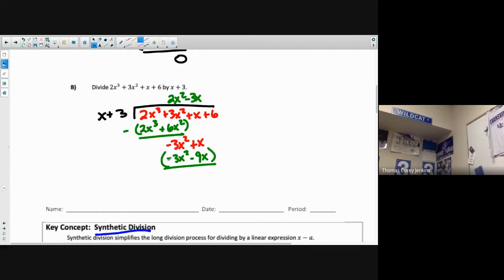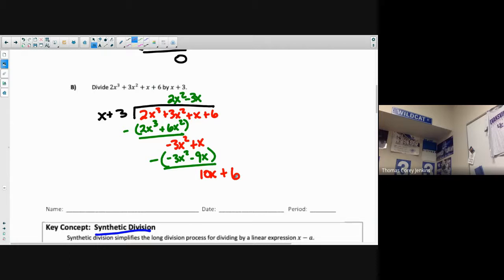Now we subtract. Obviously those cancel. Then we have x, and that ends up being a plus 9. So 1 plus 9 is 10, so 10x. Bring down the plus 6. As you can see, this is very similar to regular long division, except there are some obvious differences as well.